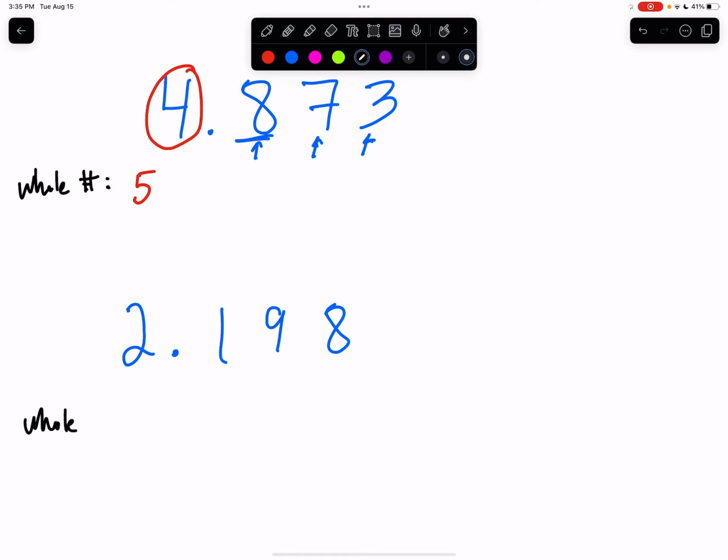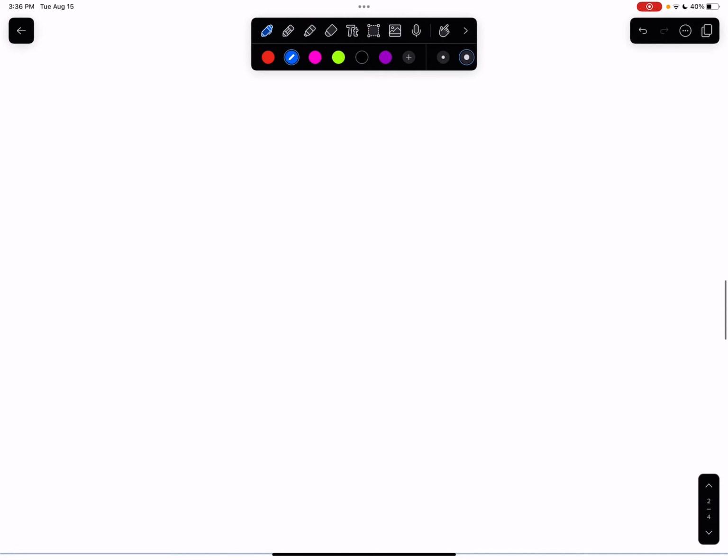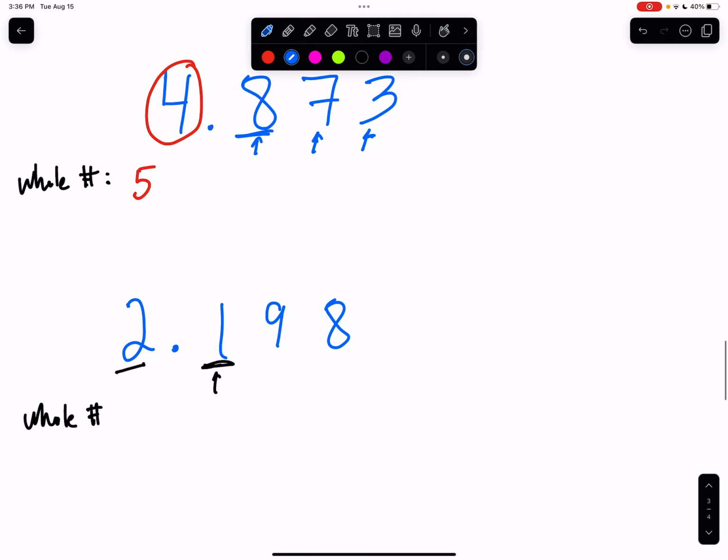Let's say for 2.198, 2 and 198 thousandths, to the nearest whole number. So they want us to consider the nearest whole number here. So we look 1 to the right. Is that 5 or greater? No, it's not. So we're just going to stay closer to 2. So 2.198 is certainly closer to 2, and we wouldn't be rounding that up to 3.